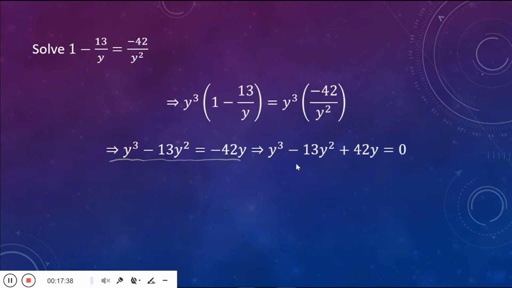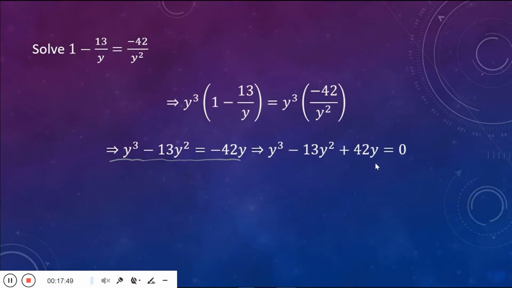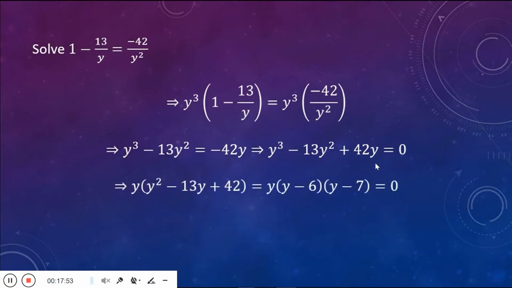So now we have to factor this thing here. I notice that each one of these three terms contains a common factor of y, so I can pull that guy out. And that gives me y times y squared minus 13y plus 42. Y squared minus 13y plus 42 does break down into two nice factors, y minus 6 times y minus 7.